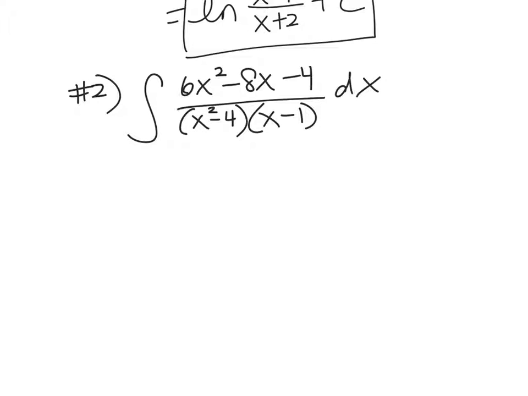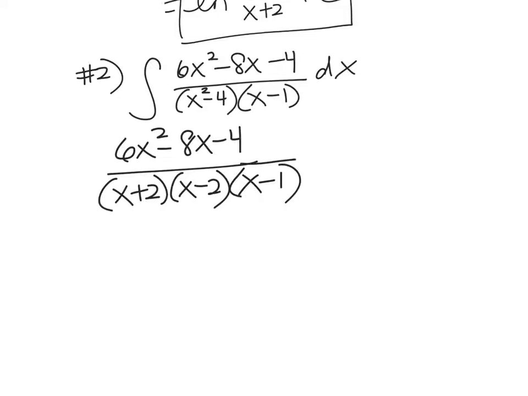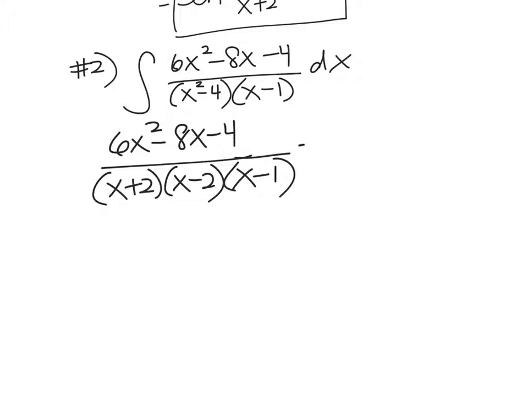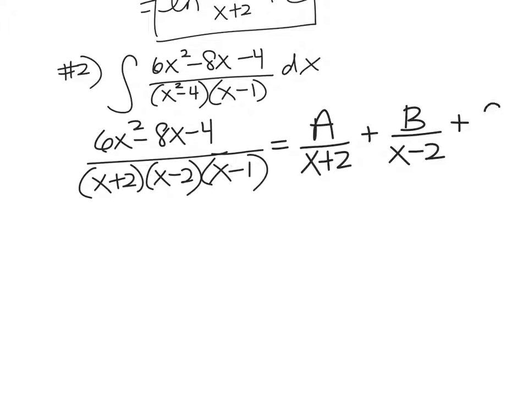Let's break it down. We're going to have 6x squared minus 8x minus 4 over, and we can factor this as x plus 2 and x minus 2 because it's the difference of two perfect squares. And then we have times x minus 1. Okay, so all I did was factor the denominator, and let's go ahead and set this all up. Are you ready? We have A over x plus 2 plus B over x minus 2 plus C over x minus 1.